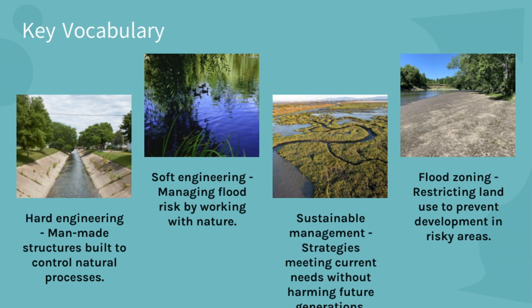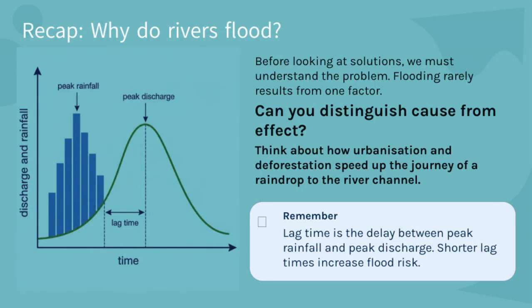The third term is sustainable management. Sustainable management means meeting the needs of people today without harming the ability of future generations to meet their needs. In river management, this means reducing flood risk while also protecting river ecosystems. The fourth term is flood zoning. Flood zoning means restricting land use in areas at risk of flooding. For example, a council might stop housing estates being built on the highest risk parts of a floodplain. These terms are really important for GCSE Geography because river management questions often ask you to compare strategies and judge how sustainable they are.